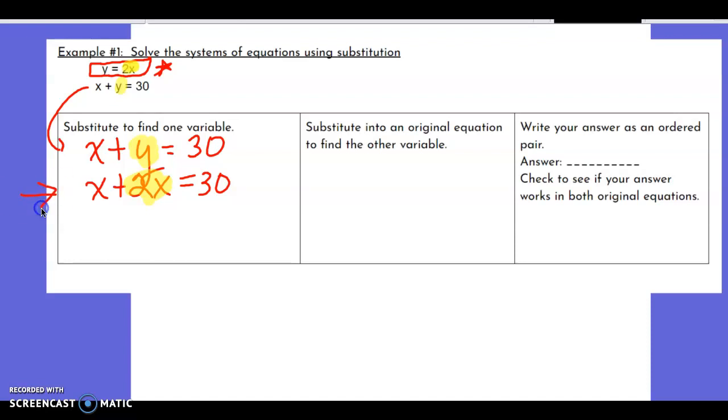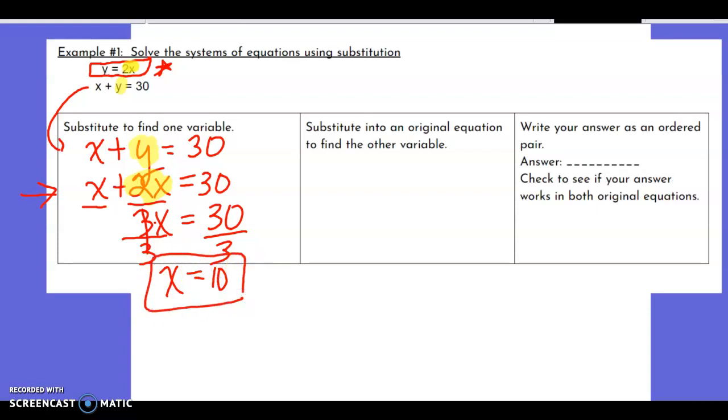So this equation here I'm able to solve because it only has one variable. I'm going to combine like terms. I have an x and a 2x, that's 3x. So I have 3x equals 30. To get x by itself, I'm going to divide by 3 since these are multiplied. This gives me 1x equals 10. So now I know that when I'm trying to find the ordered pair for these two equations, where these two lines would intersect, my x value is 10.